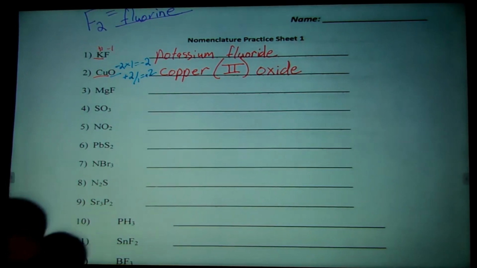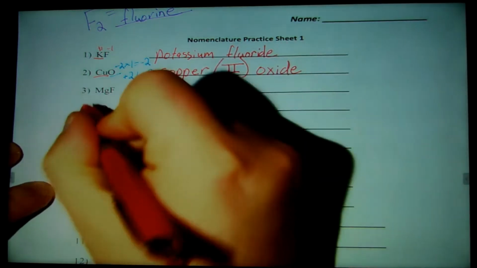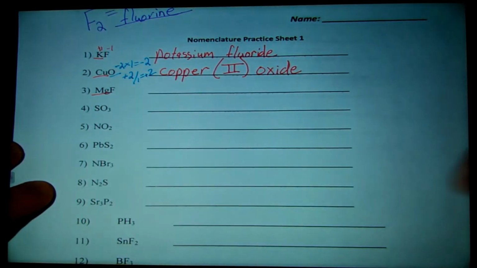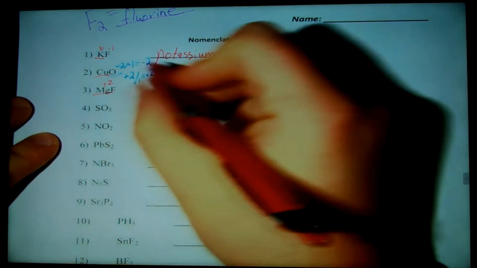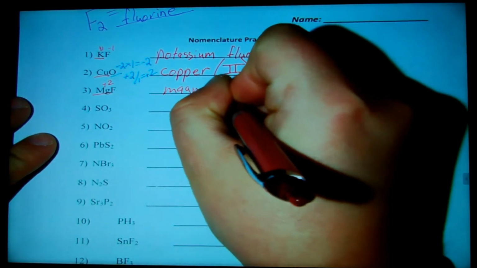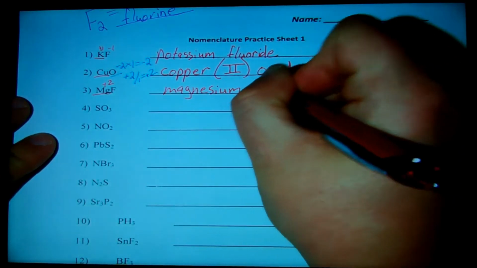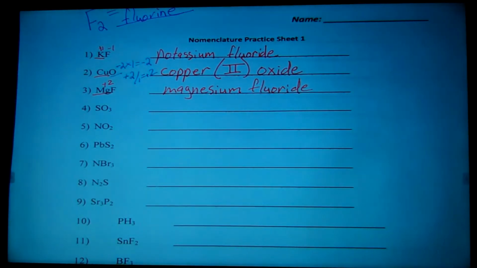Look at the cation. Does the cation carry a fixed charge? Yes. What is the charge of the cation? Plus 2. Nice job. Let's just check and see if you know your charges. So it has a fixed charge, so we name it off the monatomic ions. First one, magnesium. Anion is fluoride. Any questions?